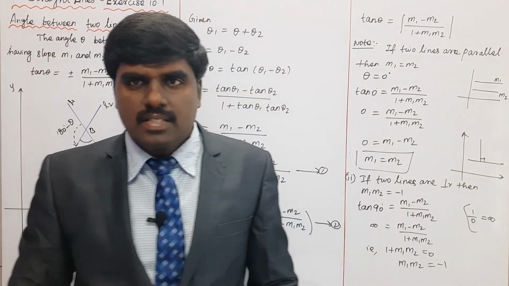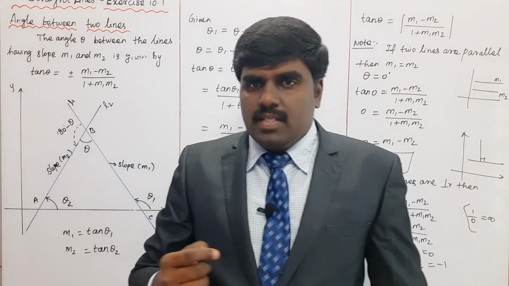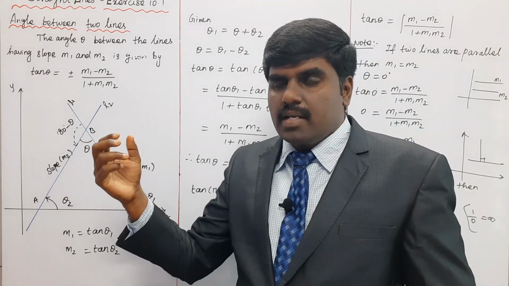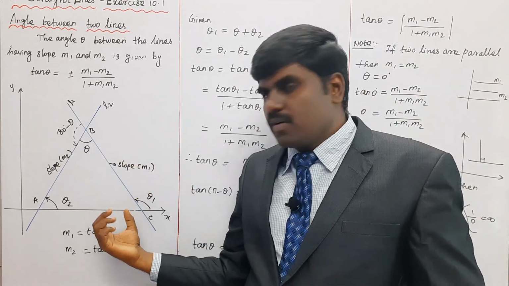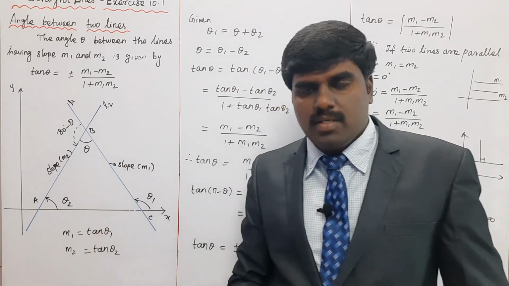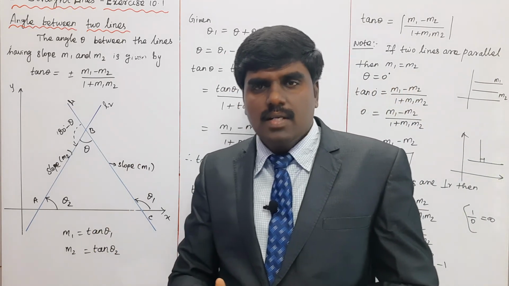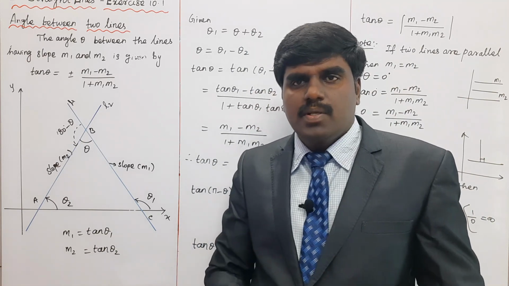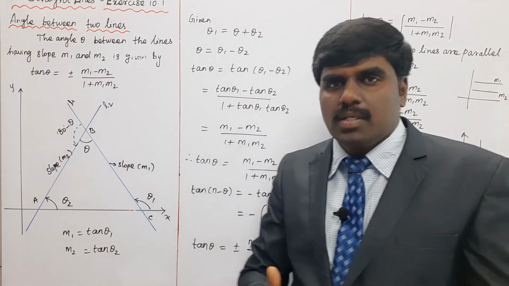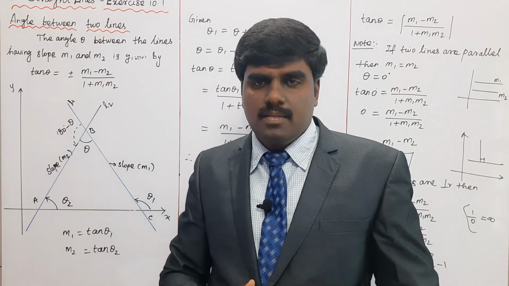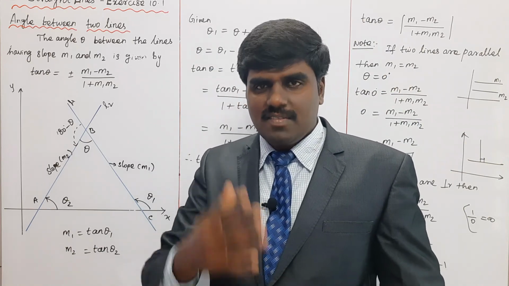Okay children, you understand? In this video we discussed the angle between the 2 lines: tan theta is equal to M1 minus M2 divided by 1 plus M1 M2. Next, when the two lines are parallel, the slopes are equal. If the two lines are perpendicular, the product of the two slopes is equal to minus 1. This is the concept. Is it clear? Based on the above concept, you can watch the next video for problems.